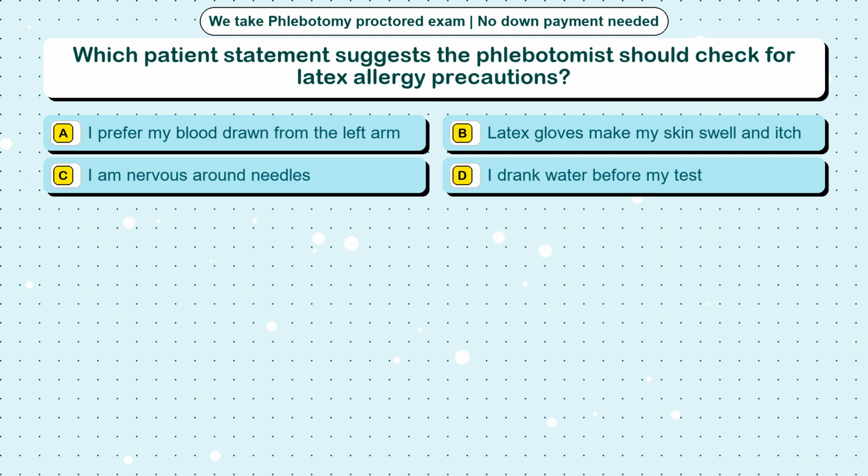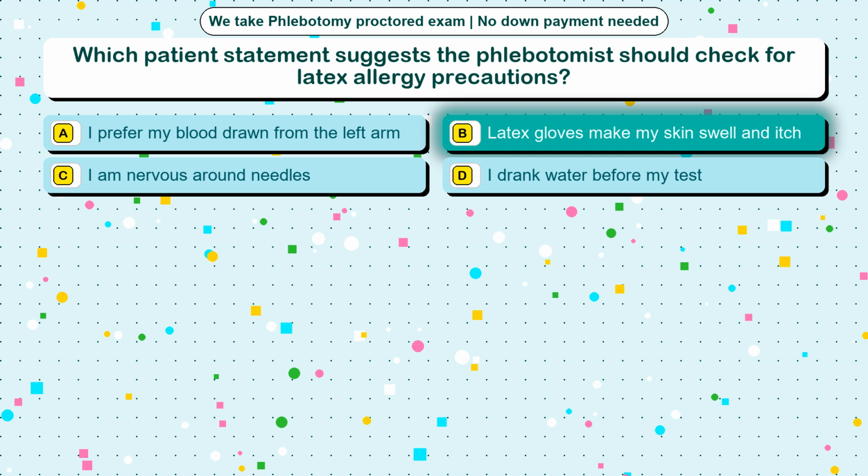Question 30. Which patient statement suggests the phlebotomist should check for latex allergy precautions? Option A, I prefer my blood drawn from the left arm. Option B, latex gloves make my skin swell and itch. Option C, I am nervous around needles. Option D, I drank water before my test. The correct answer is option B, latex gloves make my skin swell and itch.